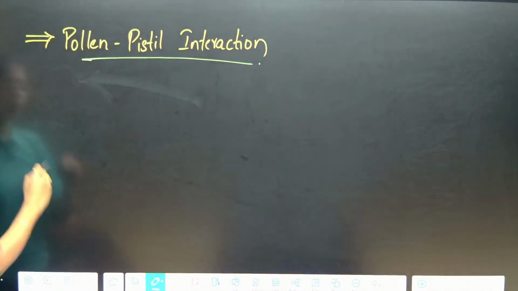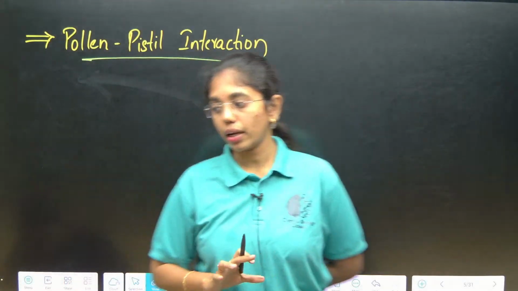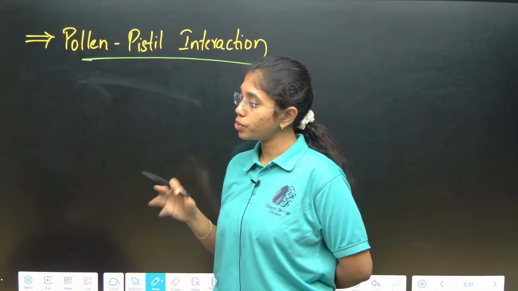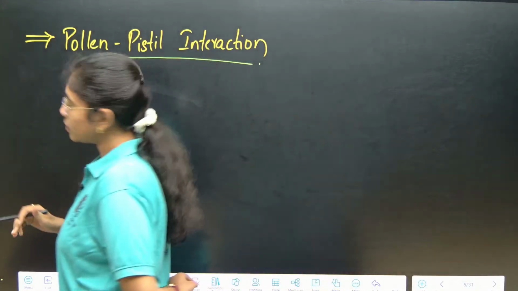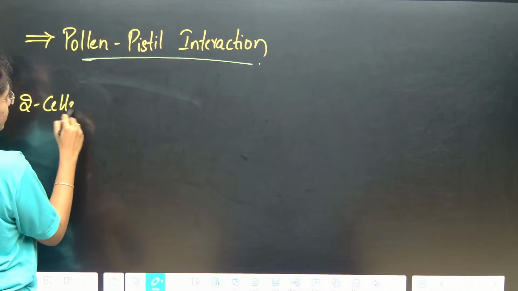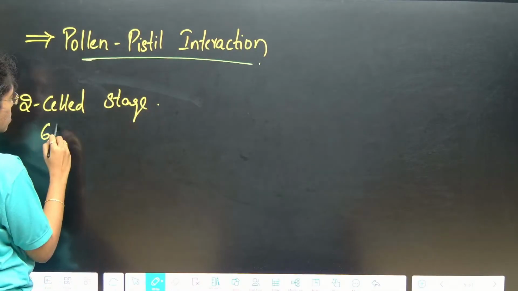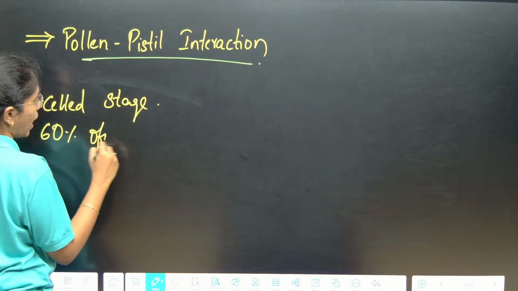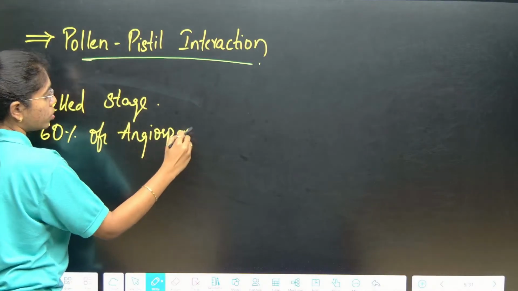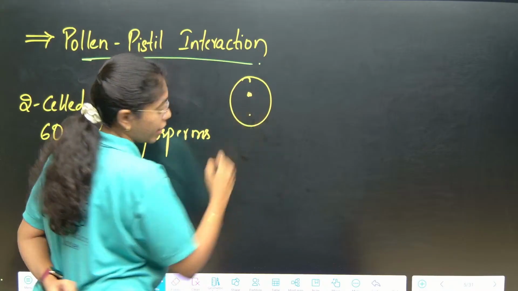Whenever a compatible pollen grain, as we have learned from the structure of the pollen grain, in 60% of angiosperms, how will pollen grains be dispersed? Two-celled stage. Remember, it is the two-celled stage in 60% of angiosperms. What are those two cells? Vegetative cell and generative cell.